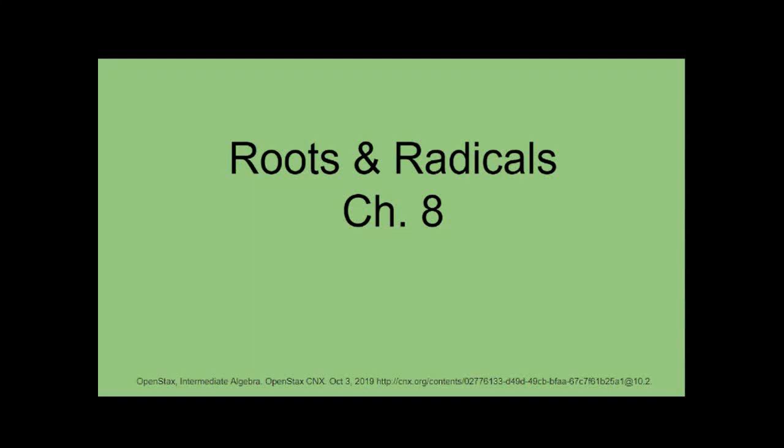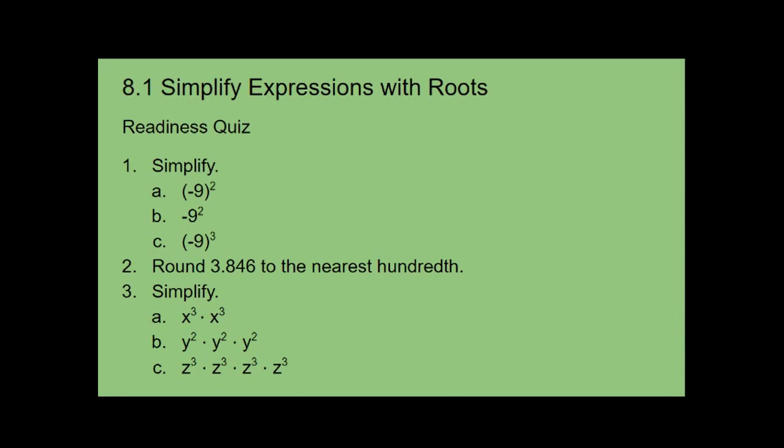We're starting Chapter 8, Roots and Radicals. This is from the OpenStax Intermediate Algebra book. So let's talk about some things that you should have already learned. We haven't done it this year, but you should have learned this in Algebra 1 or even some in pre-algebra. So go ahead and pause the video, take this readiness quiz, and then we'll discuss these concepts.